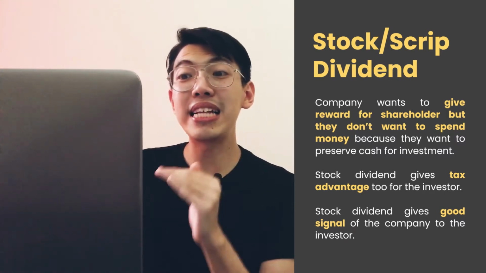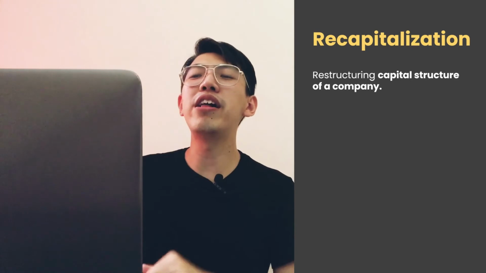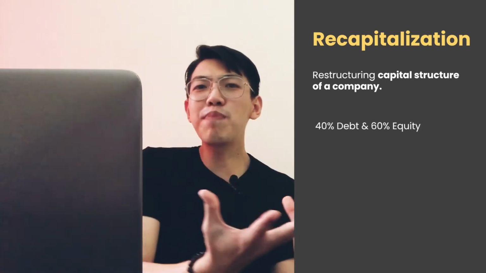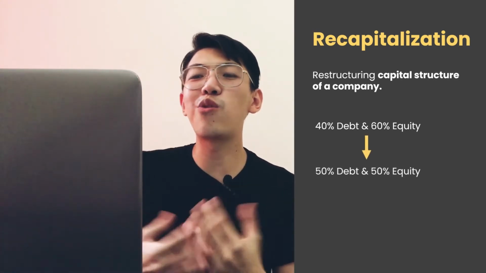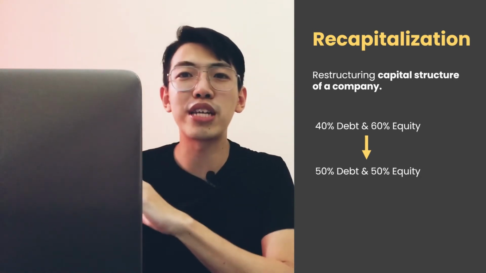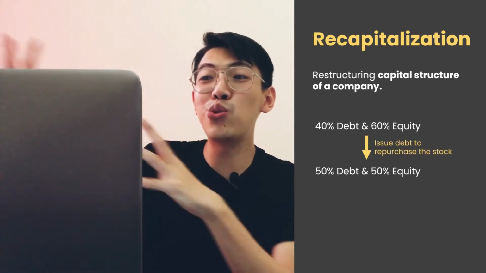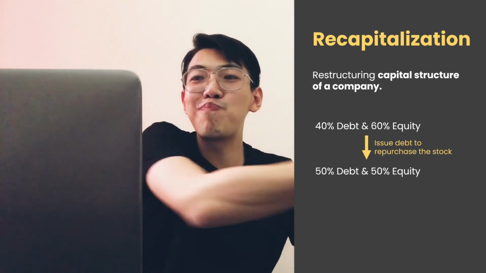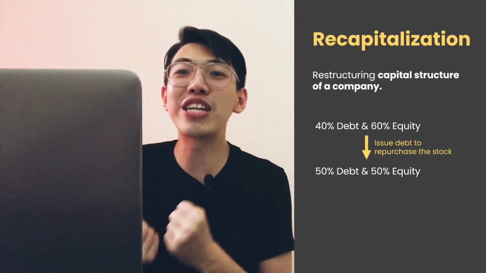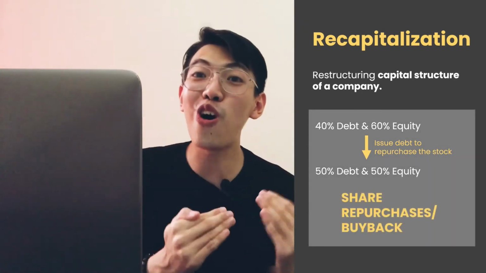The last one is recapitalization. So recapitalization is restructuring capital structure of the company. For example, in the beginning, the company has 40% debt and 60% equity, but they want to restructure into 50% debt and 50% equity. In this case, they can do this by issuing debt. They borrow the money, right, to increase the debt to purchase back the equity. Or we call this as share repurchase or stock repurchase or stock buyback.